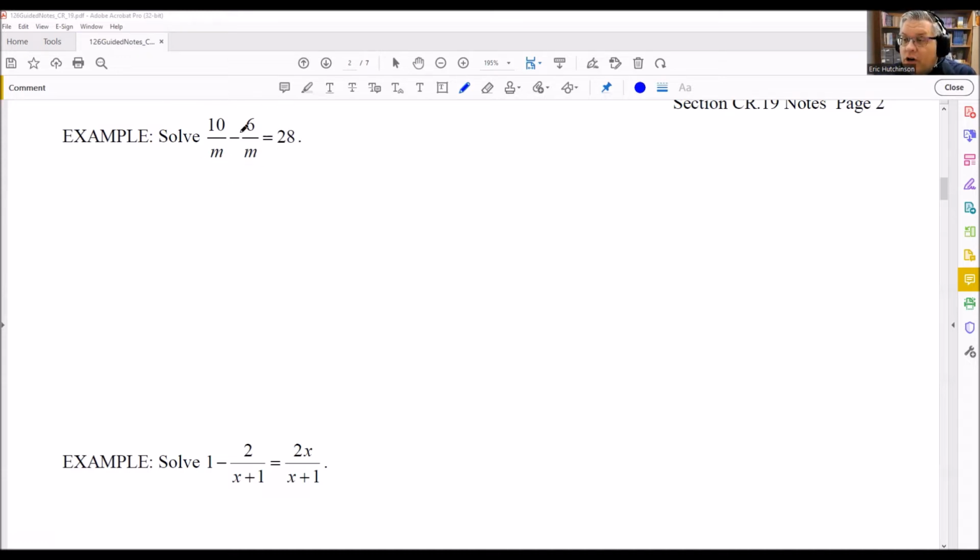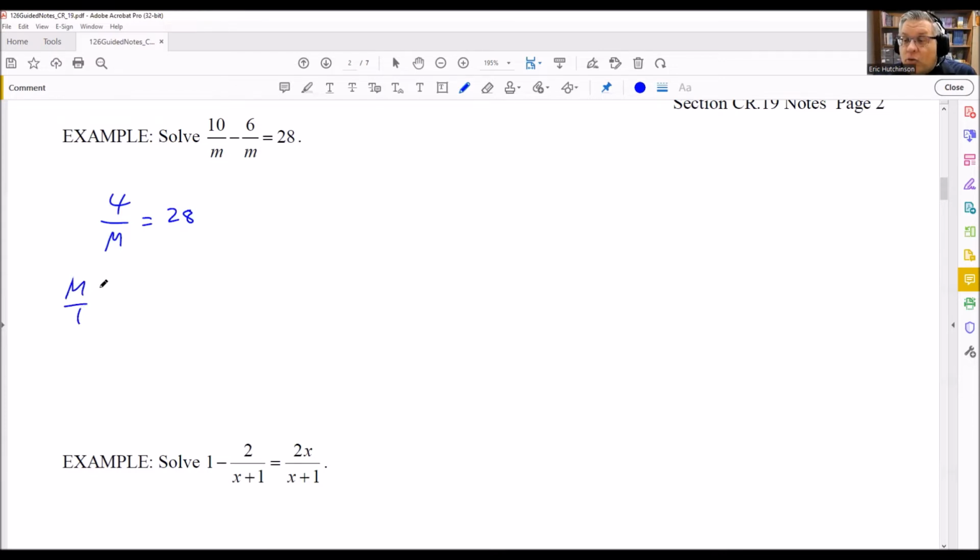This question, we already have common denominators. So we're going to start this by just subtracting them. So 10 over m minus 6 over m is going to give you 4 over m. So we'll start by writing 4 over m equals 28. Now we're ready to multiply both sides by m.